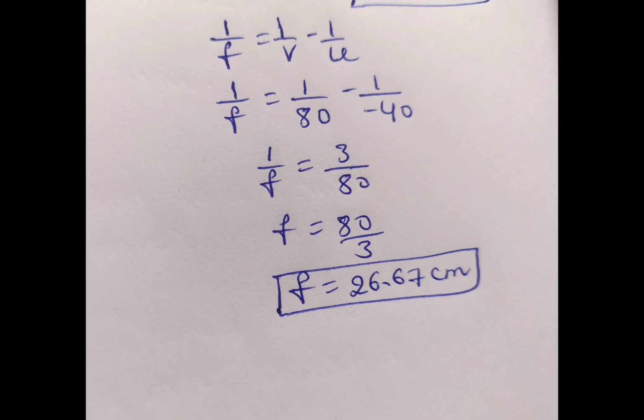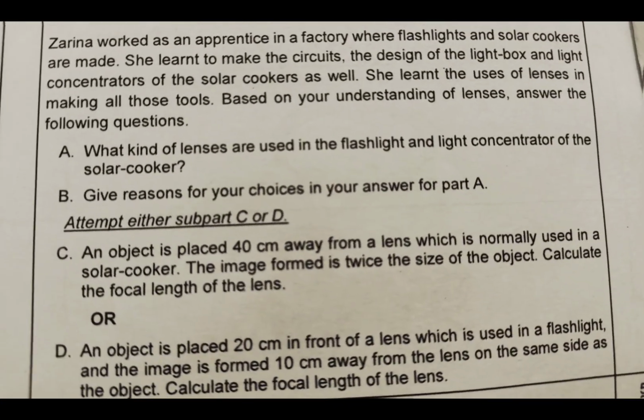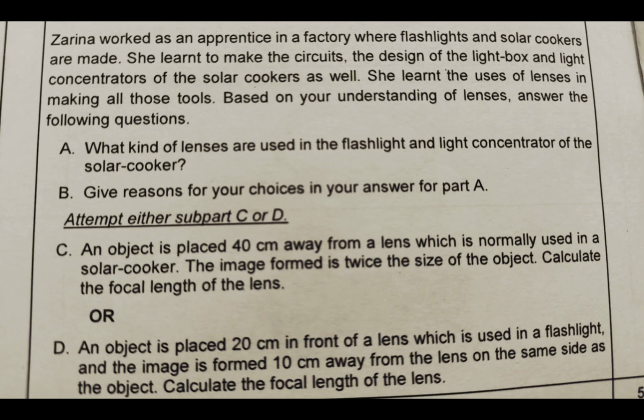Okay. So next, one more question they given. An object is placed 20 centimeter in front of lens which is used in flashlights. An image is formed 10 centimeter away from the lens on the same side as the object. Calculate the focal length of the lens.